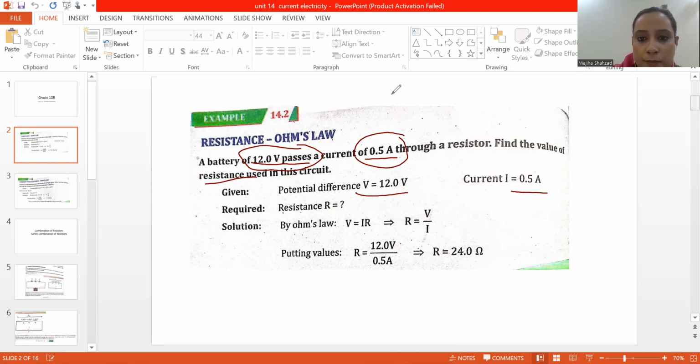A is the symbol for ampere. Then we have to find out the resistance. We know Ohm's law is given by V is equal to IR. As we have to find out the resistance, we have to take I to the other side, so it will be divided. So R is equal to V by I. Put the values in this formula: V is 12 volt, I is 0.5 ampere, and dividing 12 by 0.5, we will get 24 ohm, right?